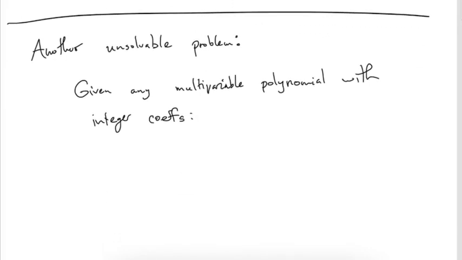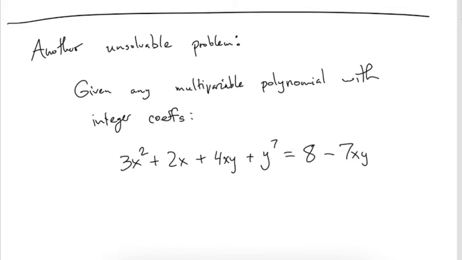So I mean something like 3x squared plus 2x. This is a polynomial, right? But it's multivariable. So it could have terms in it that look like 4xy plus y to the 7 equals, I don't know, 8 minus 7x squared y. This is an example of a multivariable polynomial. This has two variables with integer coefficients, all right?